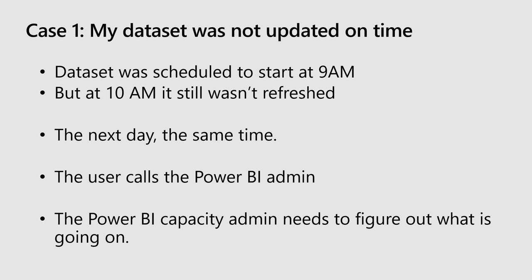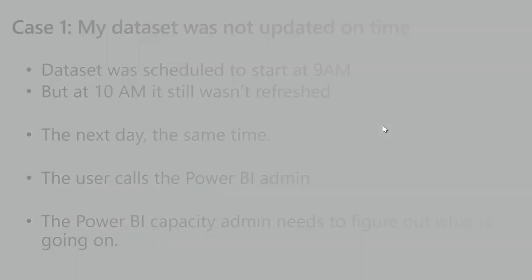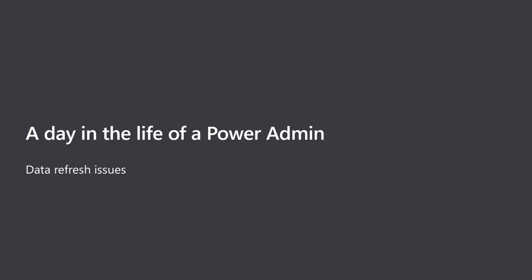So the user again says, okay, my data is not up to date. My data from yesterday is not up to date. What's going on? So I'm the poor guy in the IT department that needs to figure out what's going on. What I do is click next slide, next slide, next slide, next. Okay, so we need to find refresh issues in the capacity metrics app.